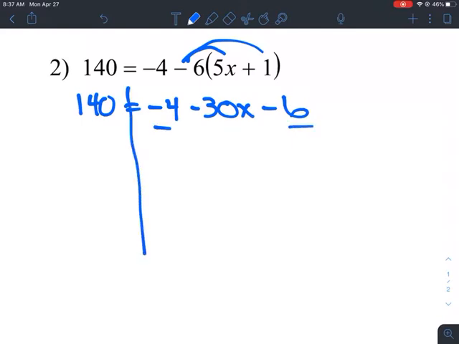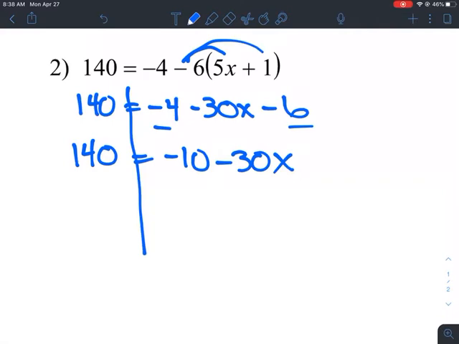Before I start solving, though, I want to go ahead and combine my two constants that are on the same side. Negative 4 plus negative 6 is going to be negative 10. So now I've only got one thing on either side. I can go to solve.